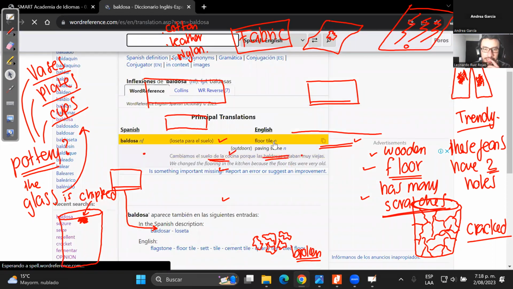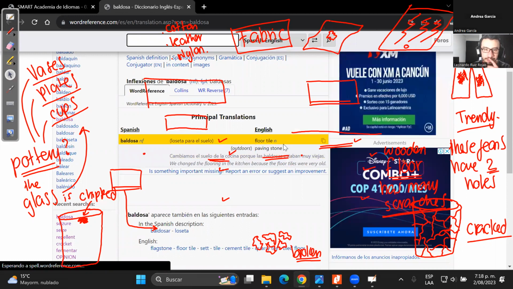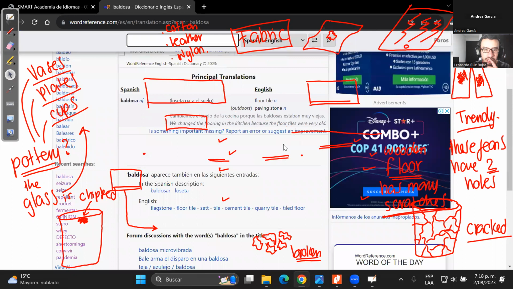Nice, floor tile. Floor tile, that's the one. Okay, yes.